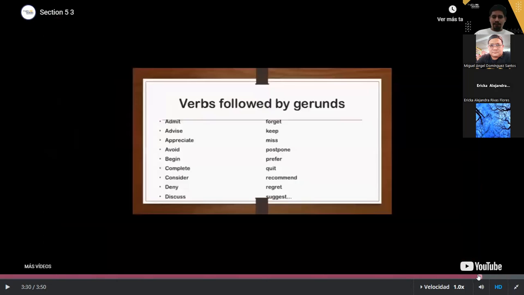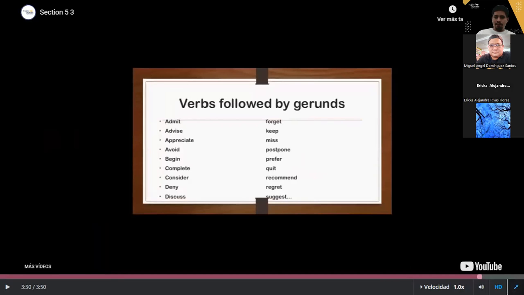Aquí tienen ustedes, déjenme ver, aquí está. Tienen una lista de verbos que al utilizarlos en una oración se pueden admitir lo que son gerundios, en el caso de oraciones ya sean afirmativas o negativas. Okay? So admit, advise, appreciate, avoid, begin, complete, consider, deny, discuss, forget, keep, miss, postpone, prefer, quit, recommend, regret, and suggest. Después de cada uno de estos verbos, es posible que nosotros podamos agregar un gerundio.